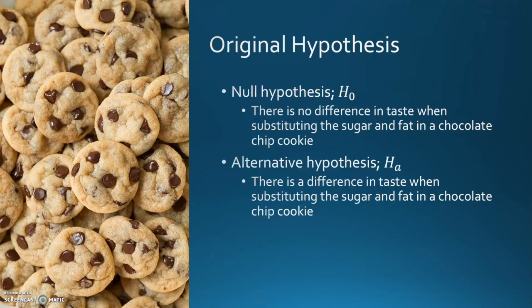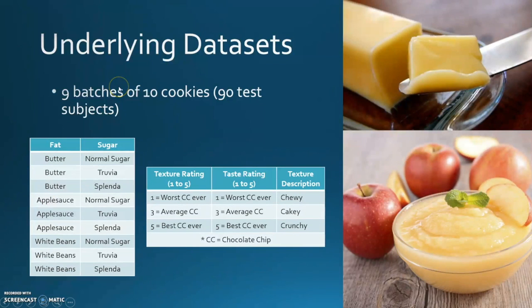For our underlying data sets, we made 9 batches of 10 cookies, so that means we had 90 test subjects because each test subject was only allowed to try one cookie. Here are all the different combinations of ingredients that we used. So there was butter, applesauce, and white beans as the fat, and the sugar was either normal sugar, Truvia, or Splenda, and we did every variation of these fats and sugars.